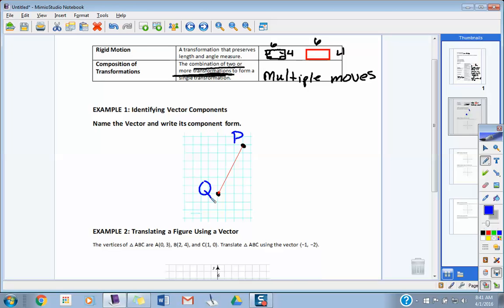Label them P and Q. Your job's to name the vectors. Let me ask these questions. What's the initial point right here? P. What's the terminal point? Q.